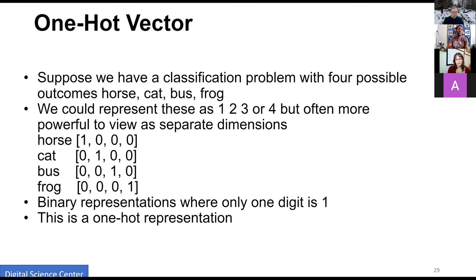I remember when neural nets were first invented or looked at in detail, around the 1980s. The fact that you would use binary representations was highly popular. And so that's shown here. If we have four categories, we don't represent them as the numbers 1, 2, 3, 4 or 0, 1, 2, 3. We represent them as binary values. So we have a four-vector whose dimensions are horse, cat, bus, and frog. And a horse is just a one in the horse dimension and zero in the cat, bus, and frog dimensions, and so on. So that's called a one-hot vector.